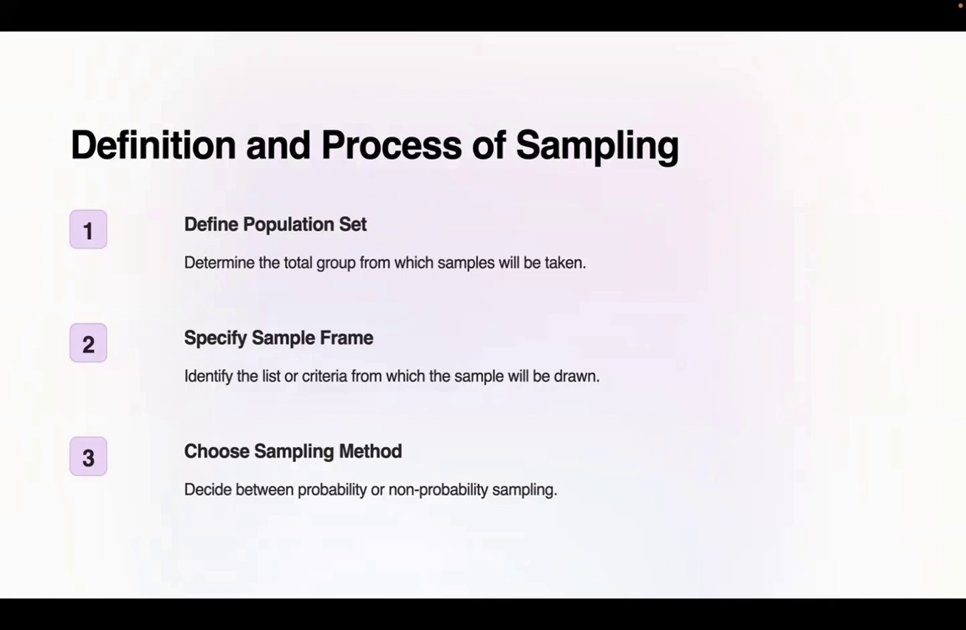Then, after deciding both, defining the population set and then setting some criteria, you will choose which type of sampling you want to utilize. It can be probability sampling, where each of the members has a chance to be selected, or it can be non-probability sampling, where there will be a certain predefined criteria.